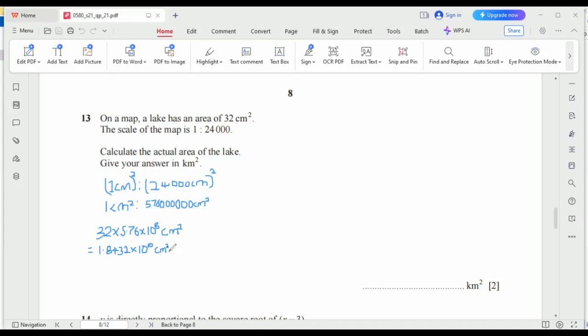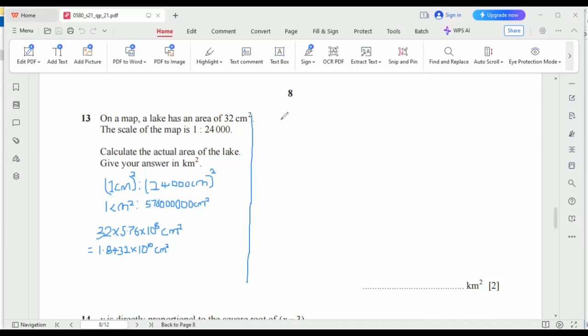However, they need the answer in km squared. So for you to be able to get your full 2 marks, doing this would only earn you 1 mark. You have to change it to kilometer squared. Now, how do we change this to kilometer squared? Another refresher, let me draw a line here. For us to change this to kilometer squared, first of all, you have to know how many centimeters make 1 kilometer.